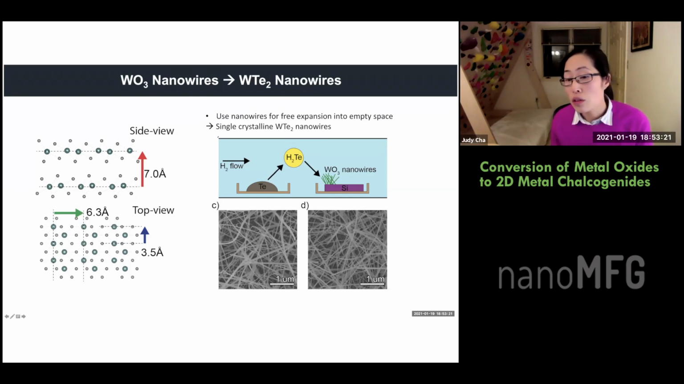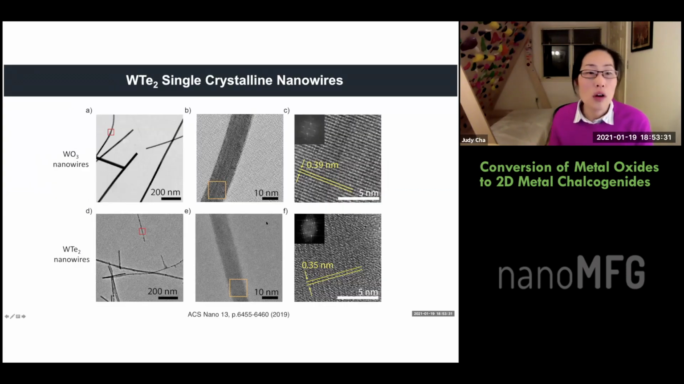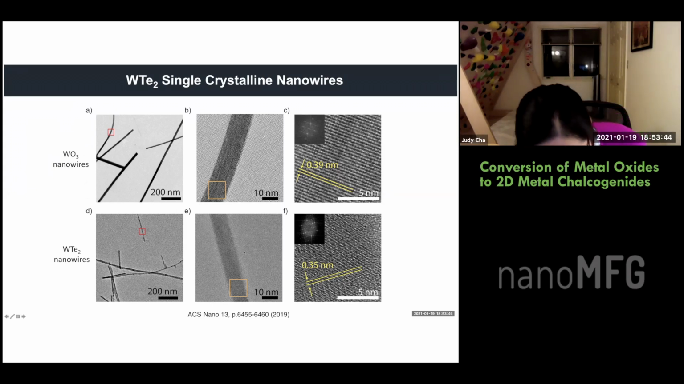So you don't want to do it too high because then you might melt your oxide wires. But as long as you screen for the temperature, here are now the tungsten telluride nanowires that we can grow. So the crystalline structure changes completely. Here are the tungsten trioxide nanowires, and then after the conversion, tungsten telluride wires.